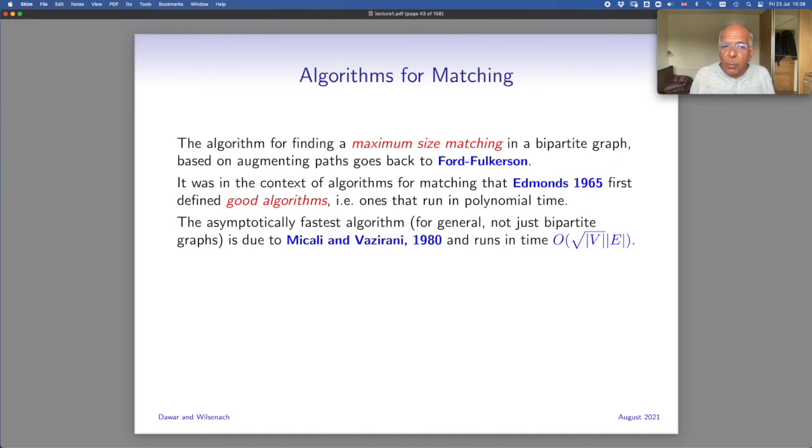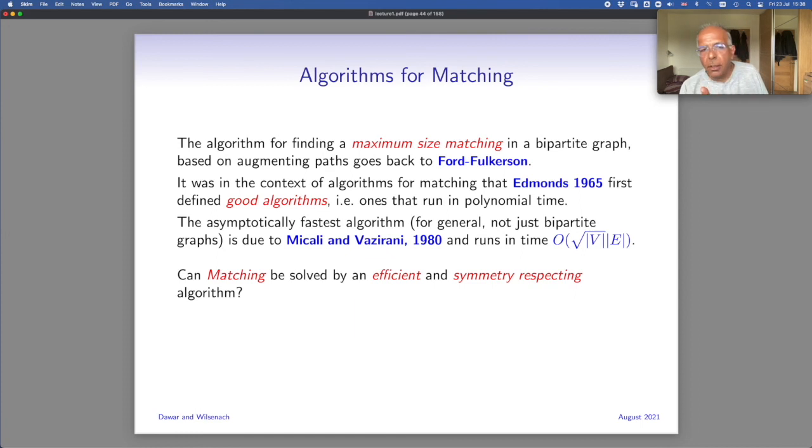The fastest algorithm we know for finding a perfect matching in a graph, not just a bipartite graph, but more general, is the one by Micali and Vazirani. It runs in time roughly big O of square root of the number of vertices times the number of edges. It's interesting that the Micali and Vazirani algorithm is not symmetric. I'll say more about that in a minute.